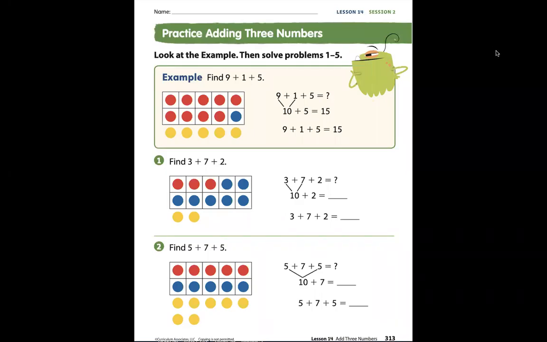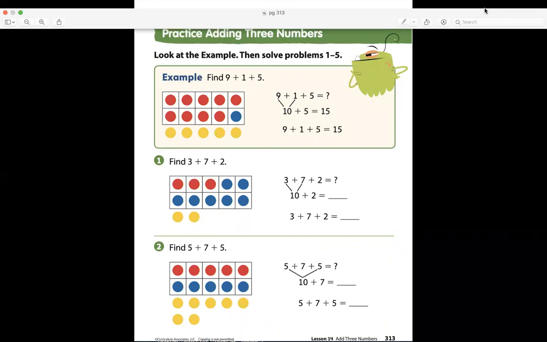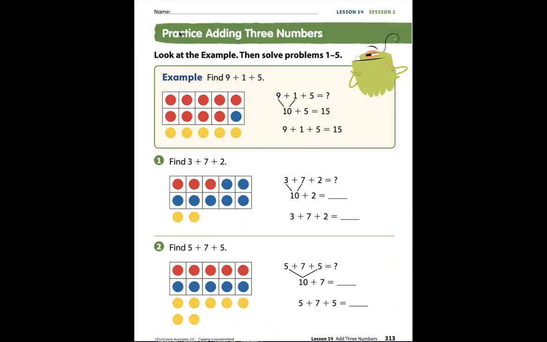Lesson 14, Session 2, page 313. We are working this week on adding three numbers. Look at the example, then solve the problems 1 through 5. Example, find 9 plus 1 plus 5.